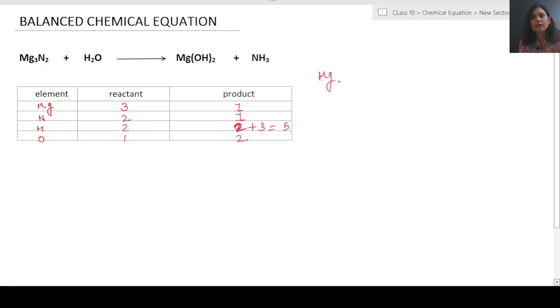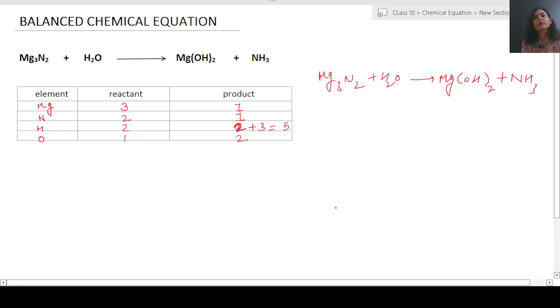Again I am doing the rough work here. Okay, this is for your understanding. Basically Mg(OH)2 plus NH3. Okay, now see Mg is 3 here. So let us put 3 here. So Mg will become 3 here also and here also. But this 2 will go with this one. So 3 into 2, 6. So O will become 6 and H will also become 6.